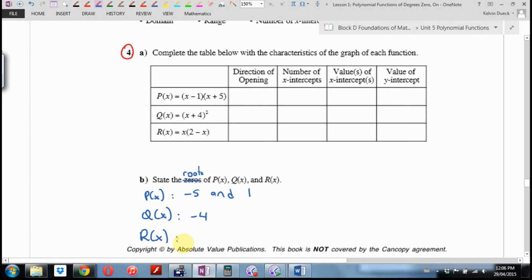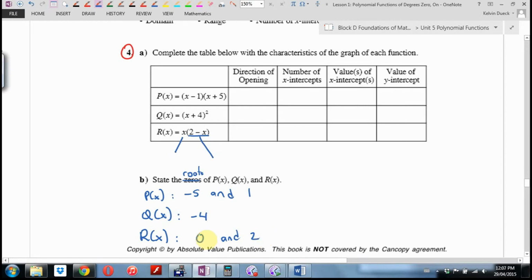What are the roots for r of x? Now, what you're really saying is what makes that work out to 0 and what makes that work out to 0. What makes 2 take away x work out to 0? 2 take away what? Okay, so one of the roots is 2. What about when you had an x in the front all by itself? What would make an x work out to 0? It's so easy that it's a tough question. Yeah, 0 makes an x. This has roots of 0 and 2.